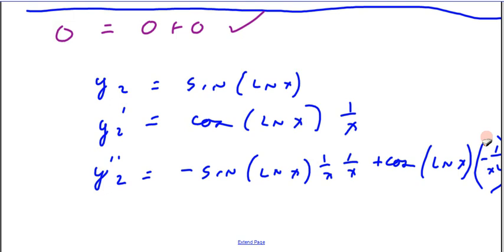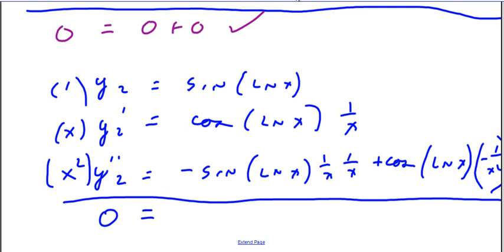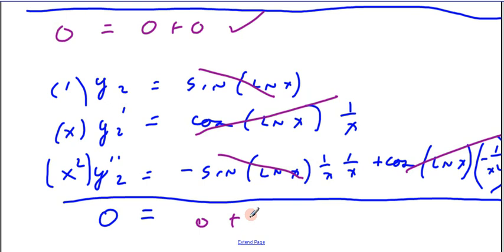Okay, back to here. We want x squared of these guys, x of those guys, 1 of those guys, and when we get done, we better have 0. So I got a sine natural log x and a minus sine natural log x, boom, boom. And I've got a cosine natural log x and a minus cosine natural log x. 0 plus 0 checks. So the solution checks. Alright. So that is interesting.